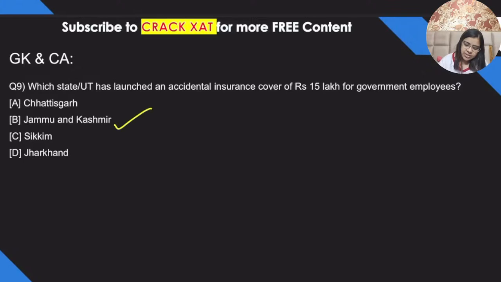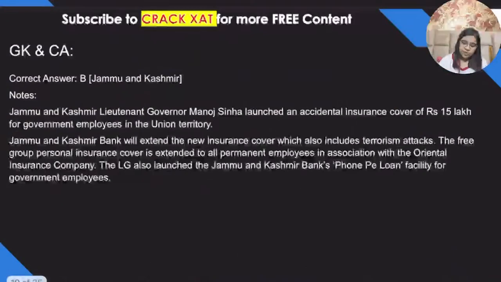The answer is Jammu and Kashmir, guys. Okay, the answer is Jammu and Kashmir. And if we talk about this in detail, let's see. Jammu and Kashmir Lieutenant Governor, kaun hai? Manoj Sinha, please make a note. Launched an accidental insurance cover of 15 lakh rupees. That's the amount for government employees in the Union Territory.